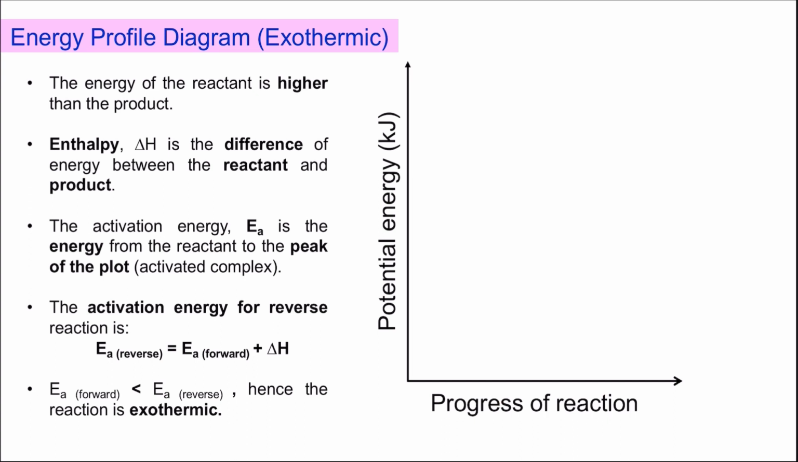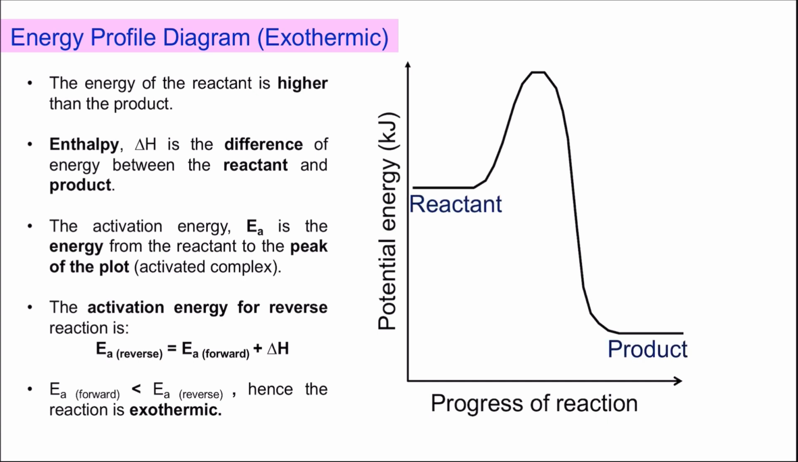As I mentioned before, reactant is higher than product untuk exothermic. So, reactant higher than product. Put the reactant here and product here. After that, enthalpy. Enthalpy adalah delta H ataupun enthalpy change. This is the difference energy between reactant and product. So, reactant kita kat sini, produk kita kat sini. So, from here to here, we got delta H.